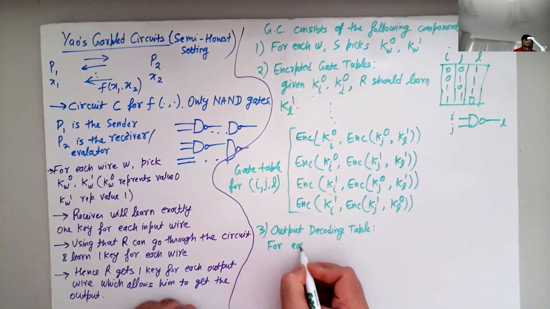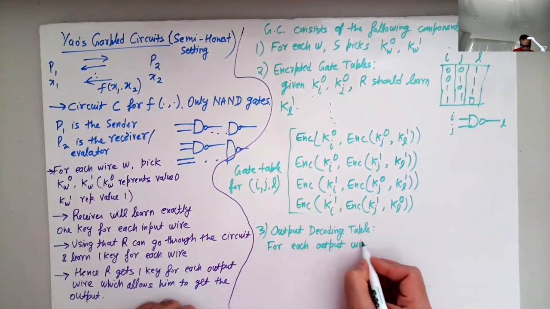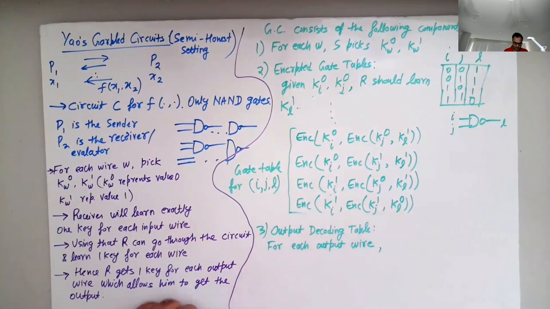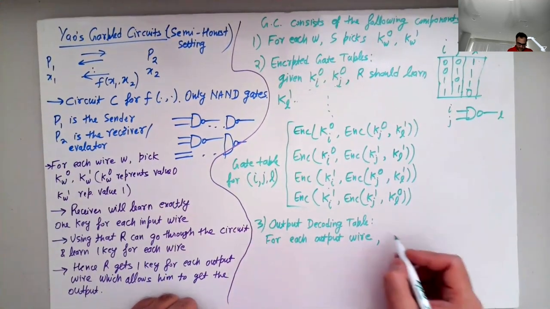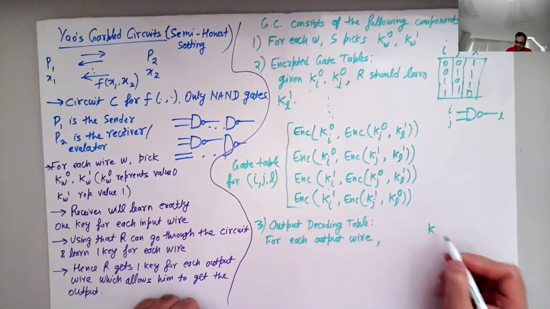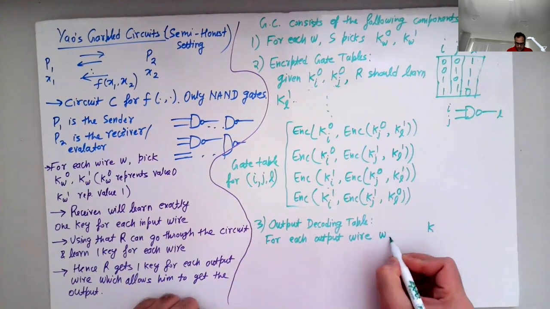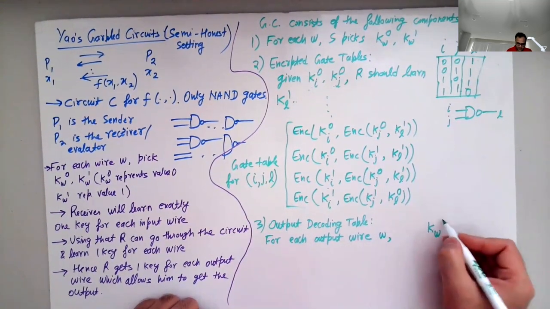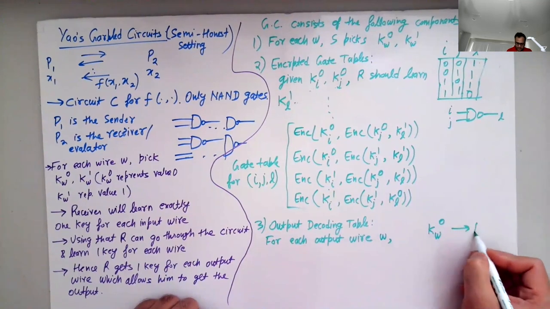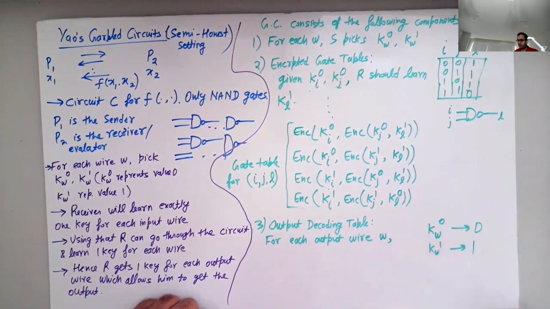For each output wire W, the table consists of just the following: KW0 corresponds to 0 and KW1 corresponds to 1.